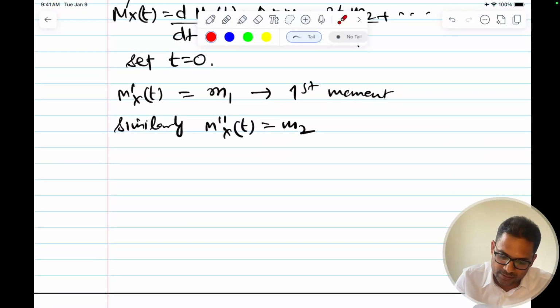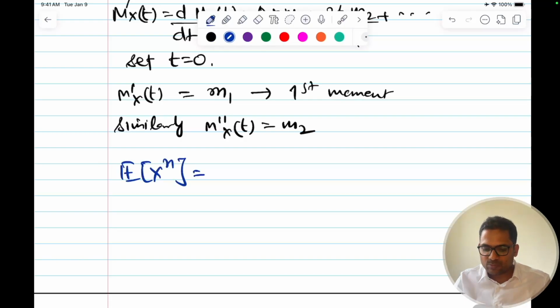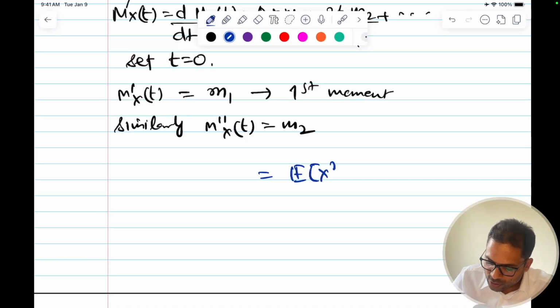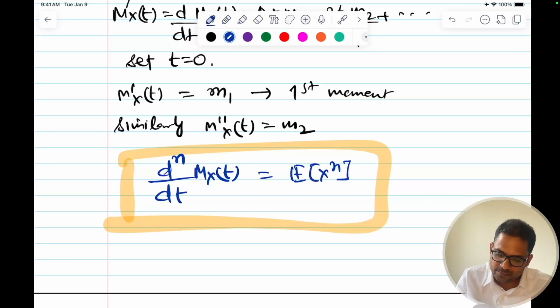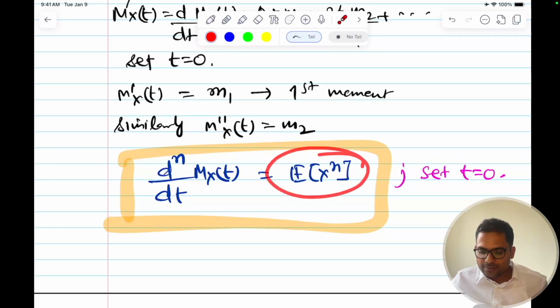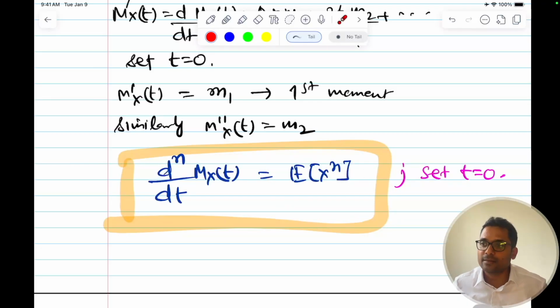So if we generalize, the nth moment is the expectation of x to the power n. This is nothing but the nth derivative of Mx of t with respect to t. Do this and then set t equal to 0. You will get the expectation of x to the power n. I hope this is clear.